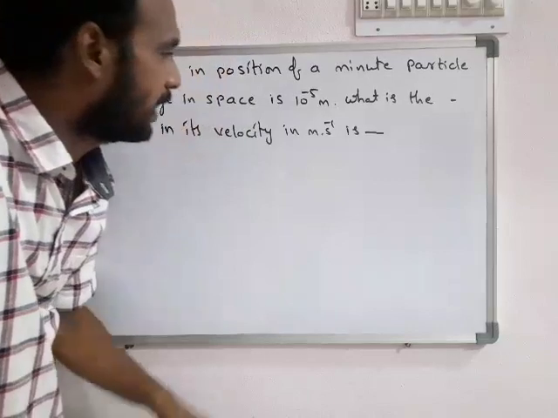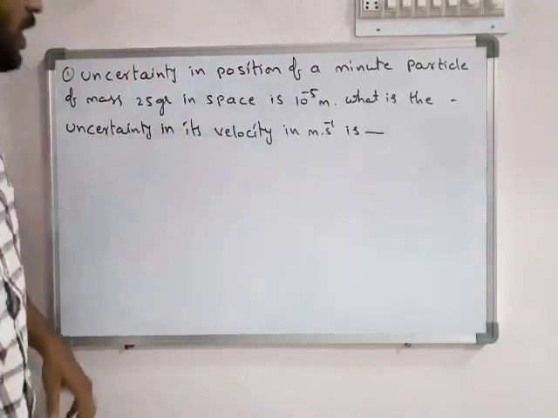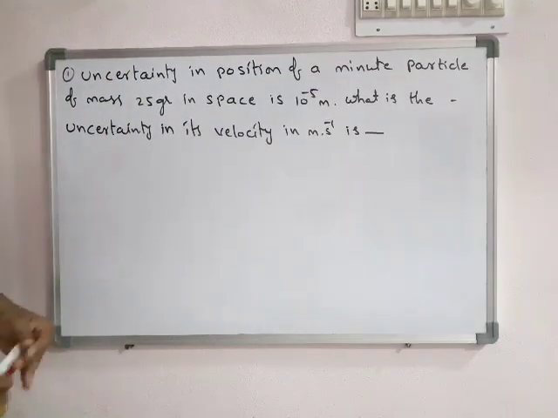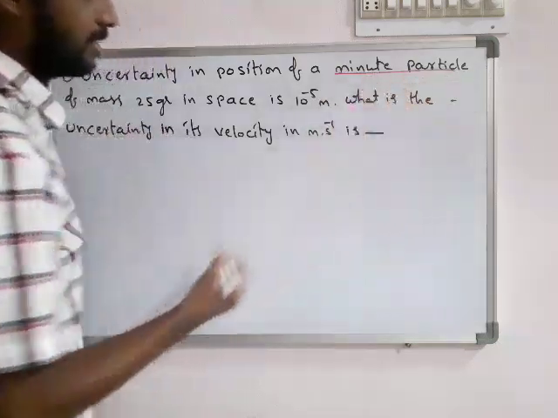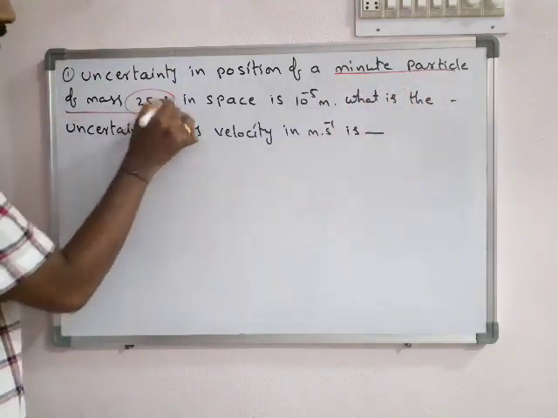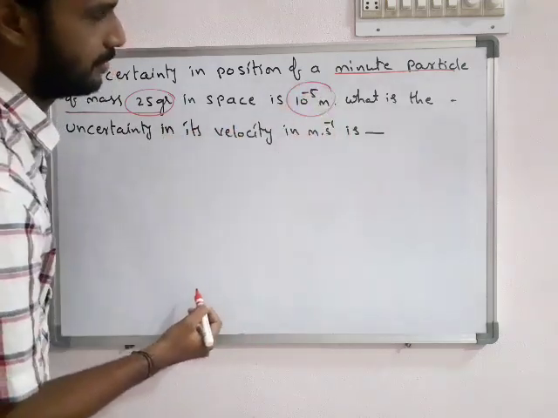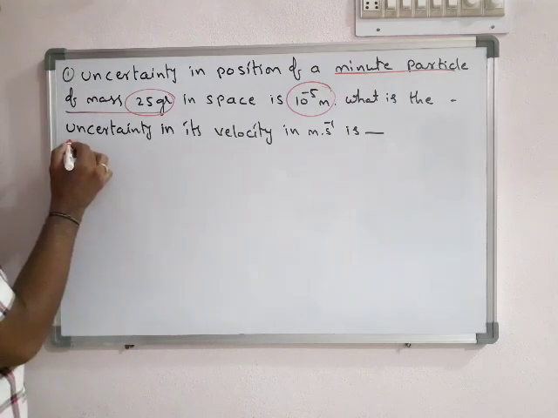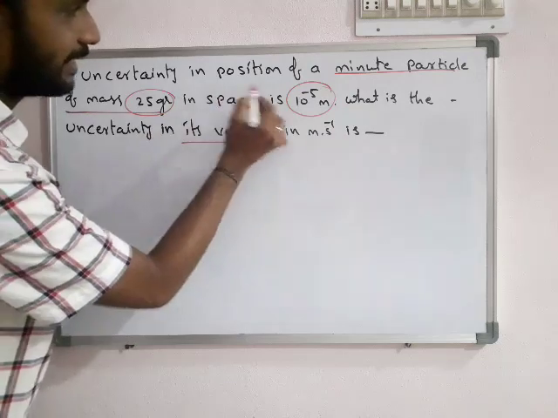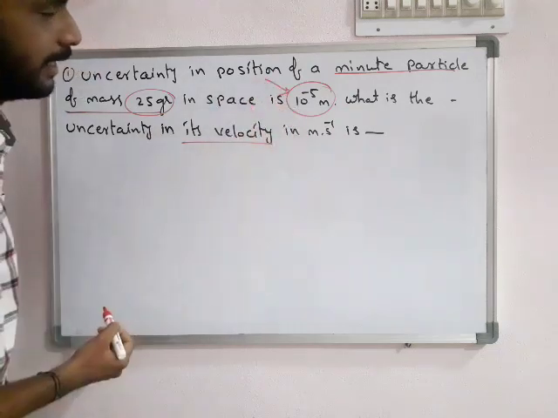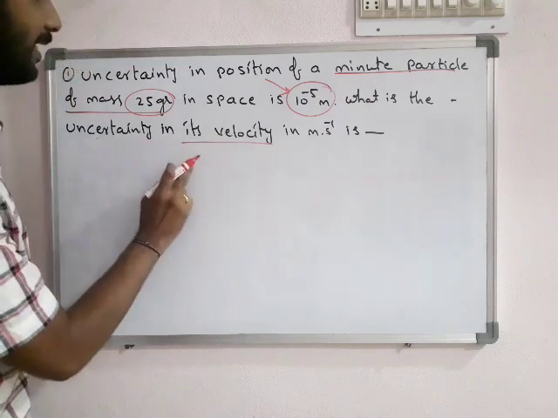Okay, today we see the problems based on Heisenberg uncertainty principle. Okay, so see the problem. The uncertainty in position of a minute particle, meaning a very small particle of mass 25 gram, in space is 10 power minus 5 meters. So what is the uncertainty in its velocity? It is given that uncertainty in its position is 10 power minus 5 meters.